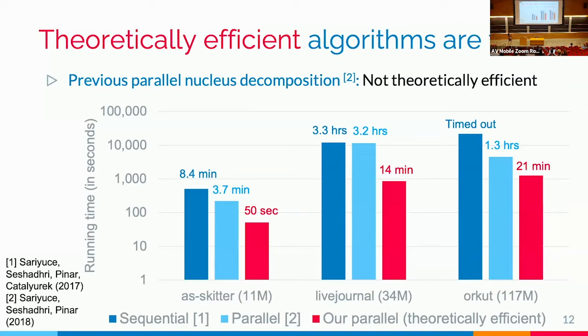Notably, for this LiveJournal graph, previously the speedups were not too significant. It went from 3.3 hours to 3.2 hours. But with our algorithms, we're able to bring that down to 14 minutes. So this is sort of the main thesis of this work.